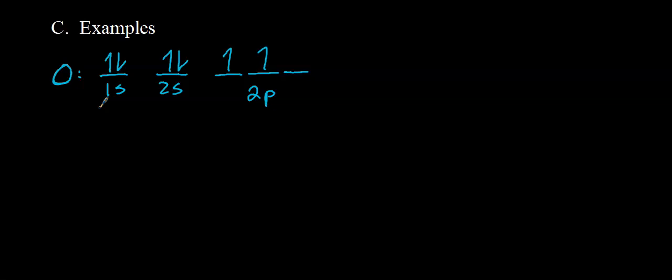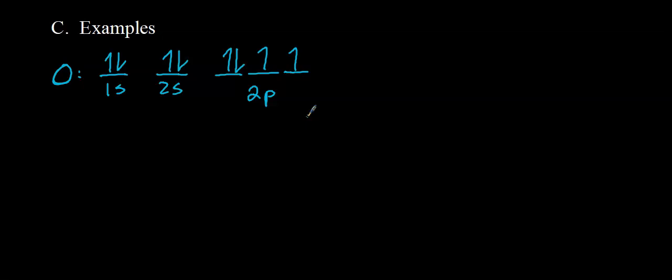So we have 4 electrons to place. 1, 2, 3. And then we have 1 more, which we can put in any one of those orbitals. Always go left to right. So let's put the 4th 2p electron in the orbital to the left, spinning in the opposite direction of the first one that we placed in there.